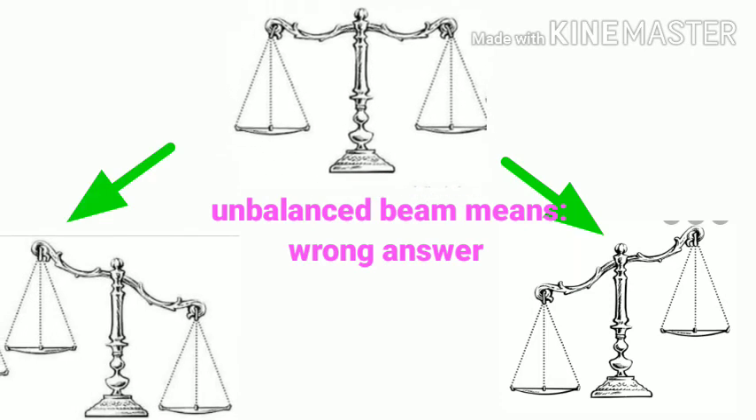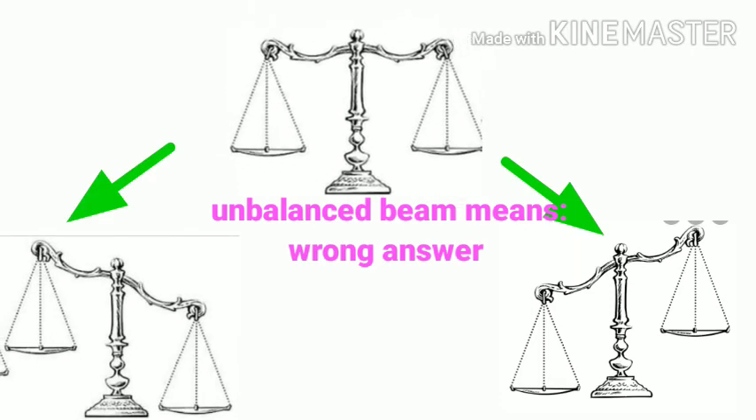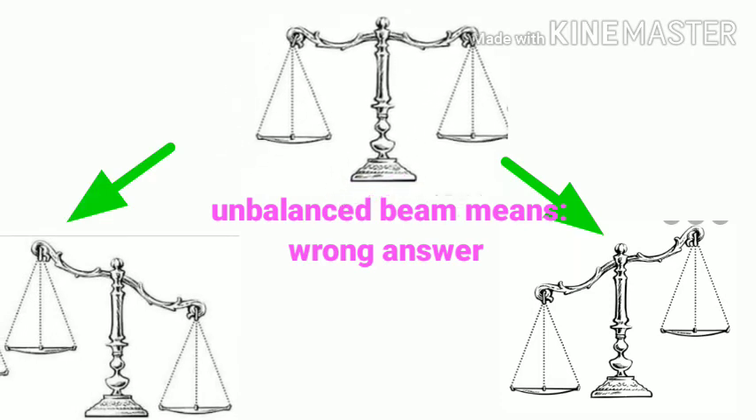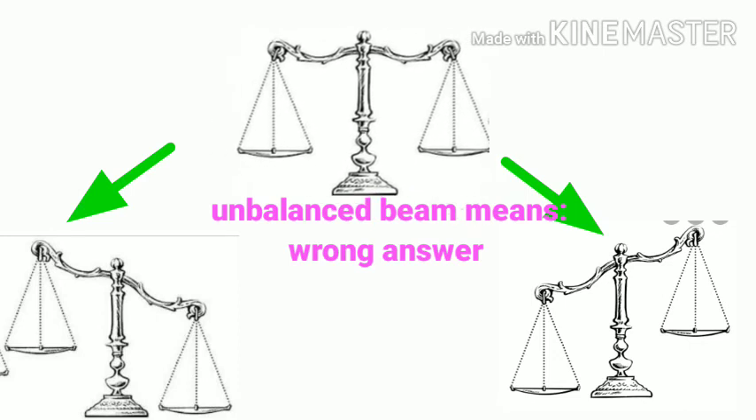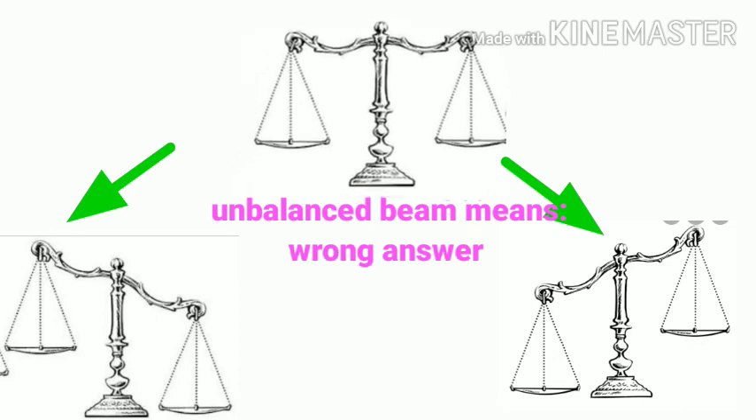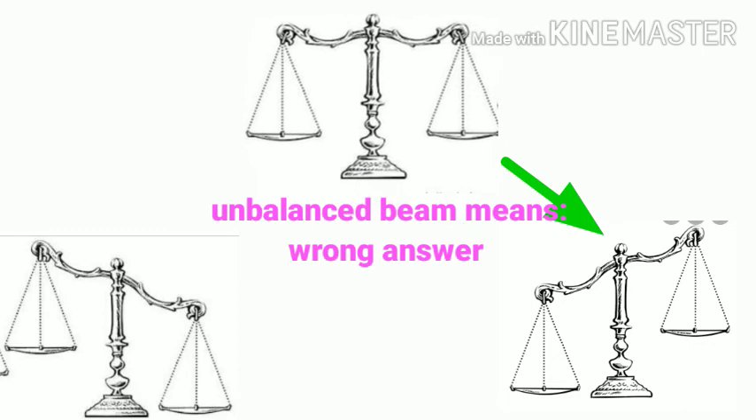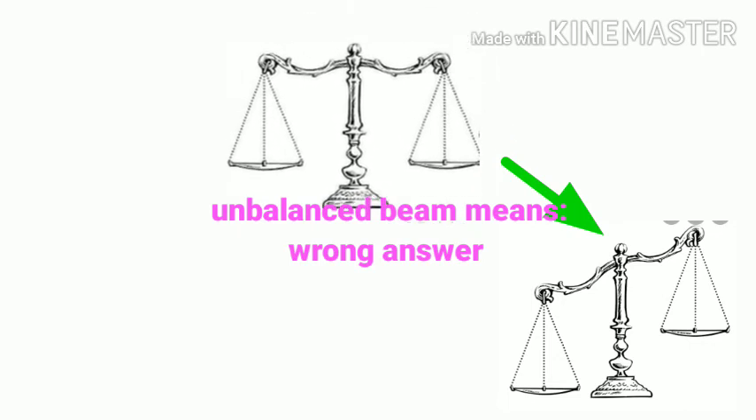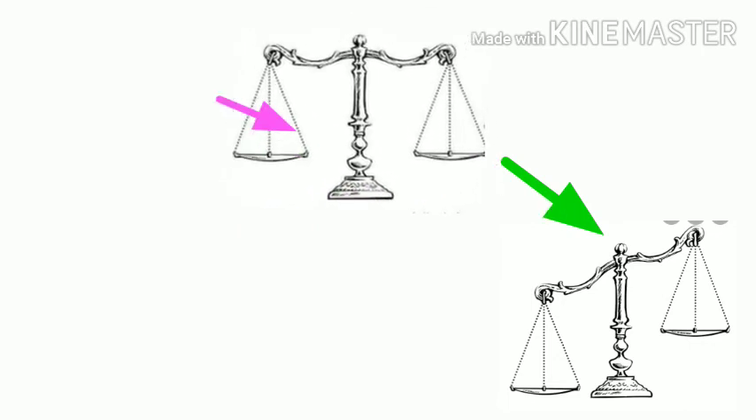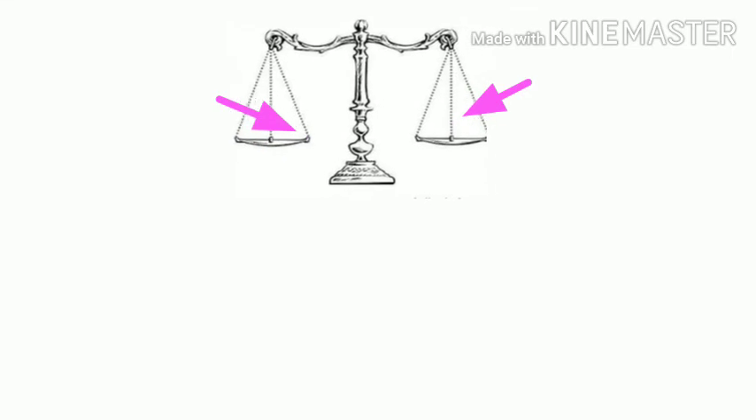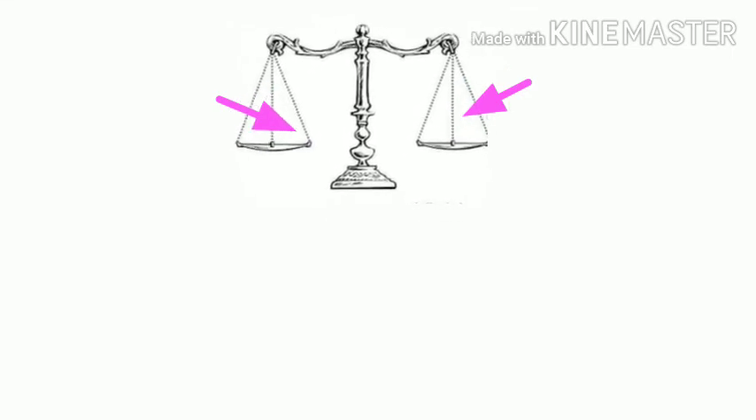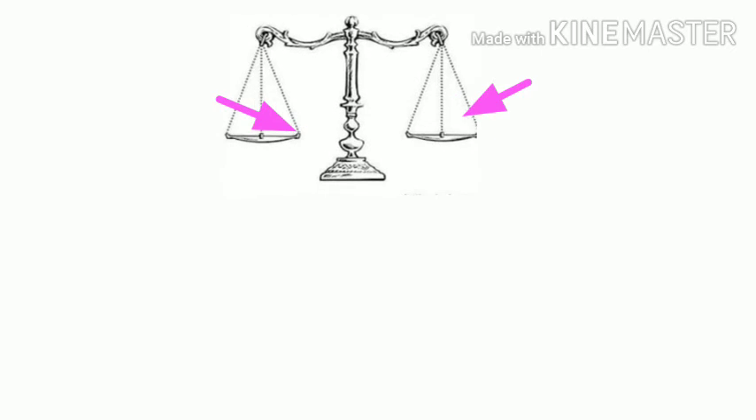So learning this from the beam balance, we should always keep in our mind whatever we do on the left hand side, we need to do on the right hand side as well, right? Then only our answer will remain correct.